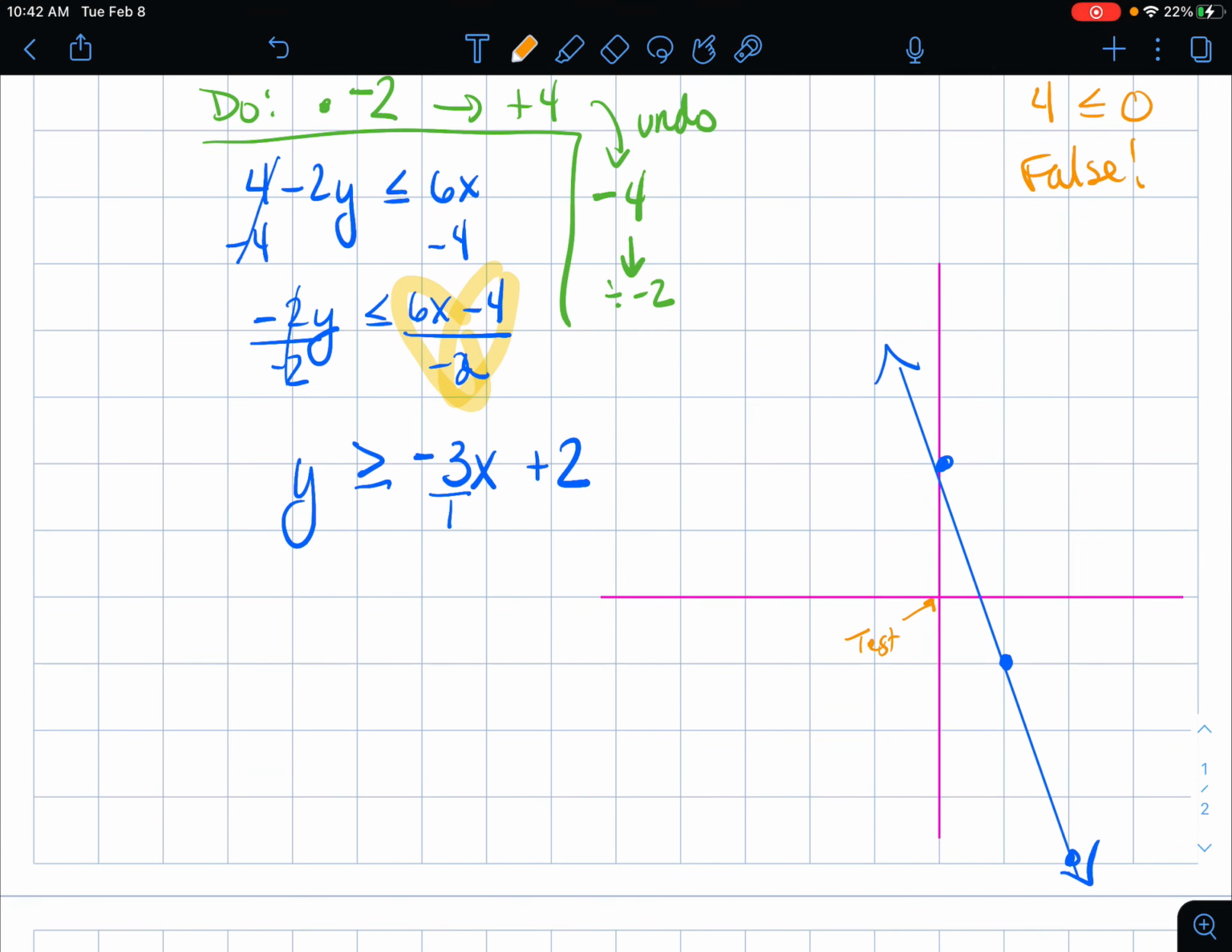So since that's false, I don't want to shade on that side. I want to shade on the other half, and that's where my solution is.